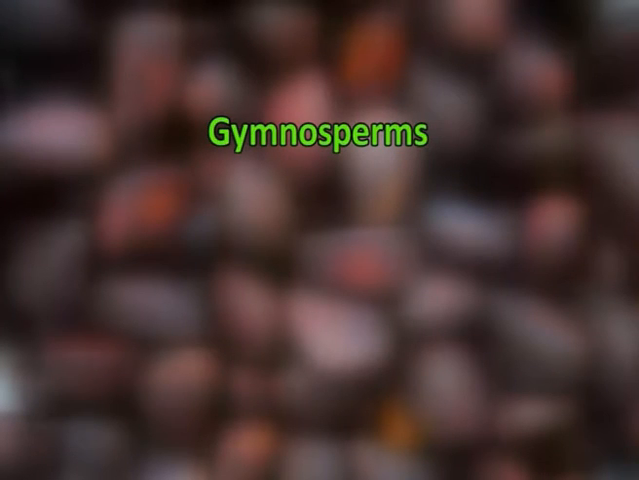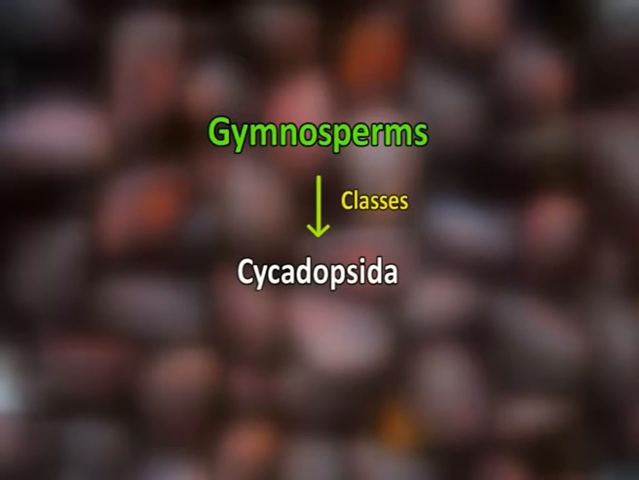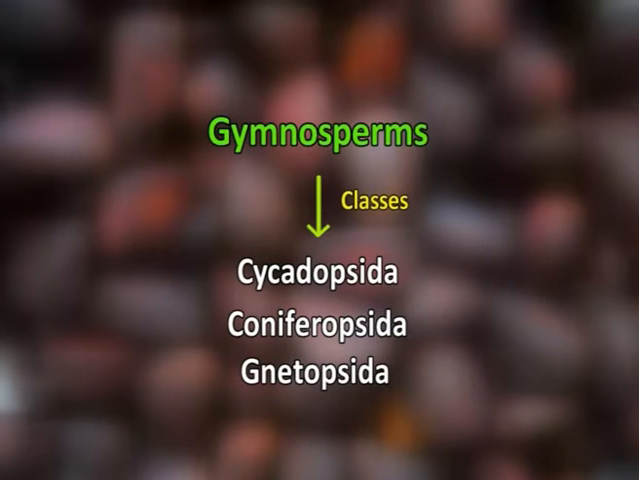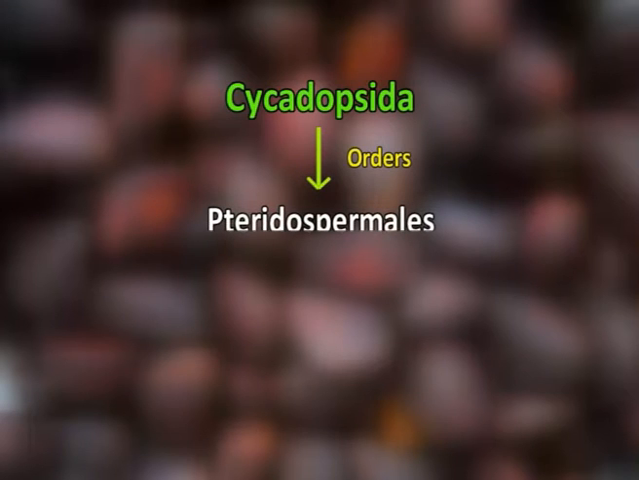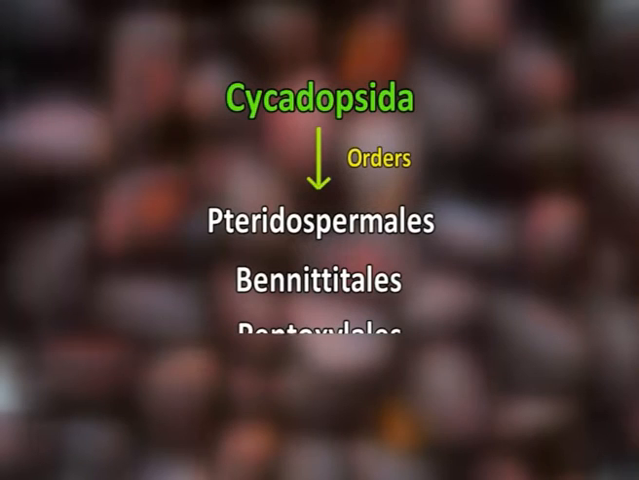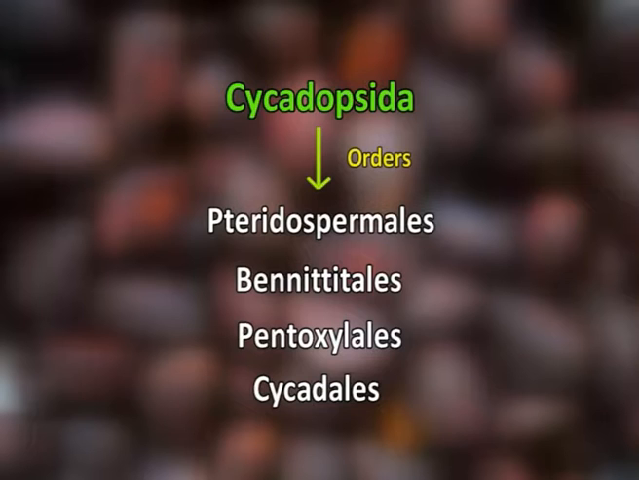Hence, Sporne in 1965 classified Gymnosperms into 3 main classes: 1. Cycadopsida, 2. Coniferopsida, and 3. Gnetopsida. He divided Cycadopsida into 4 orders: 1. Pteridospermales, 2. Bennettitales, 3. Pentoxylales, and 4. Cycadales.